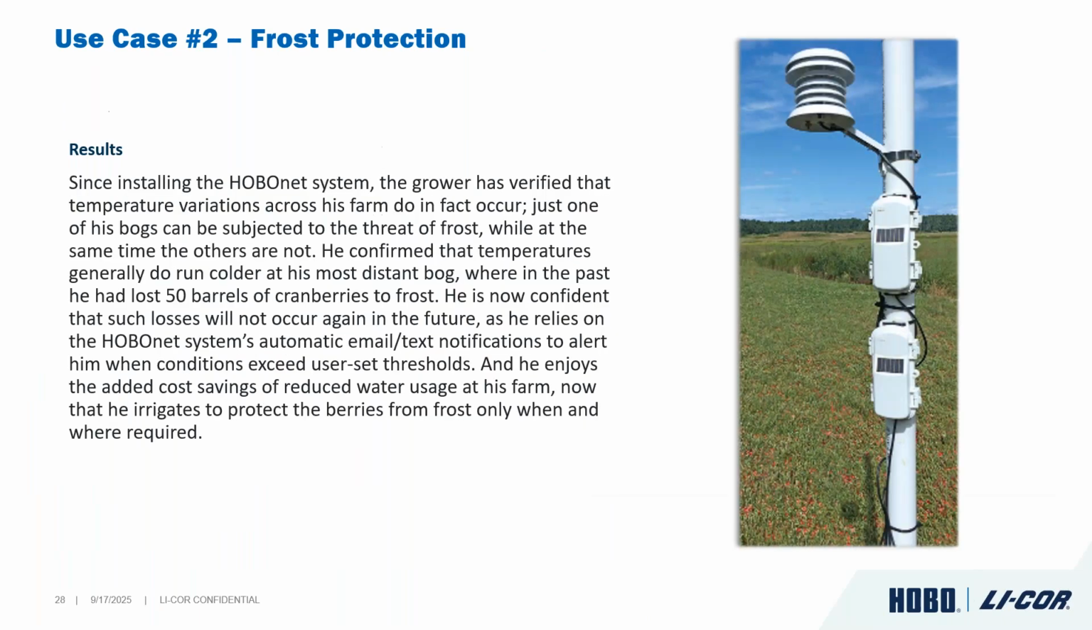With the customer using this system, what were the results? Well, after installing and using this system for some time, the grower was able to, in fact, verify that there were temperature variations across his farm. Some of the bogs that were further out were experiencing loss of up to 50 barrels of cranberries due to frost. He would not have been able to identify that had he not implemented this system. The data doesn't lie. So because of this, now he's able to come up with a solution.